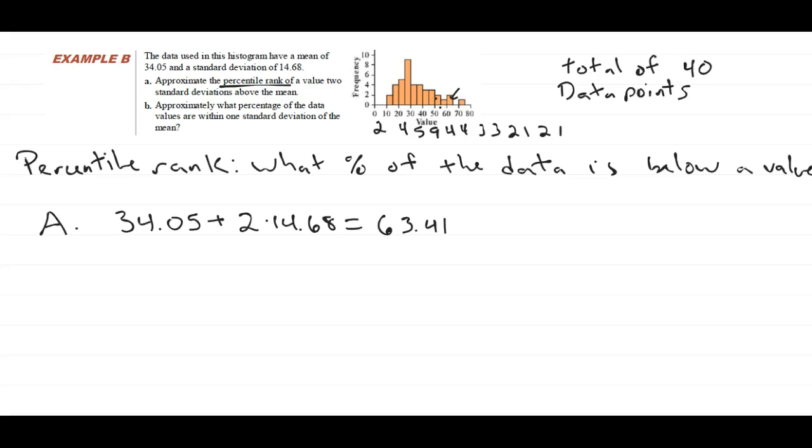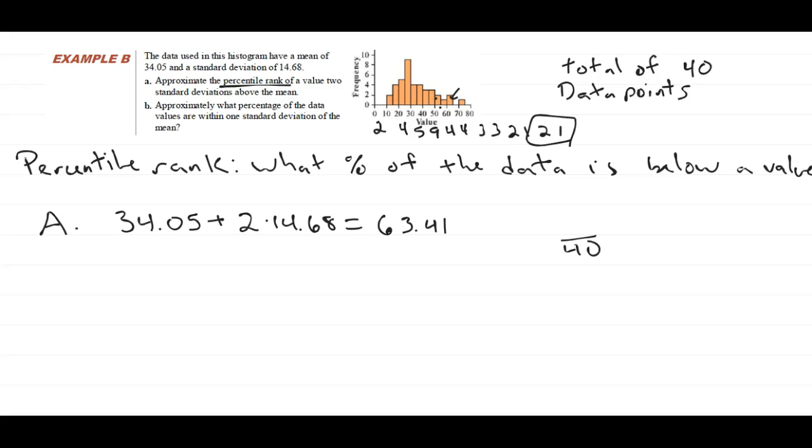So we have a total of 40 data points. And if we look at this, how many are below this one? Well, we know our answer for the percentile rank is going to be something out of 40. And how many are below us? Well, we have 1, 2, and 3, right? The last ones are the ones that are not below our number.